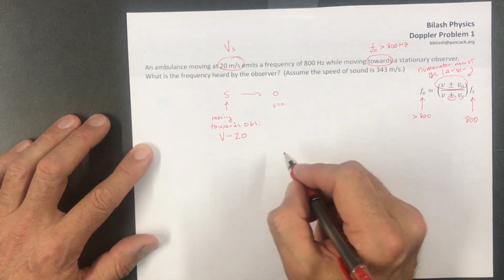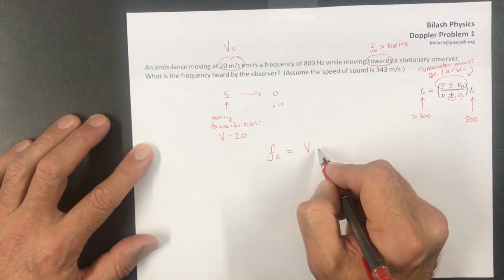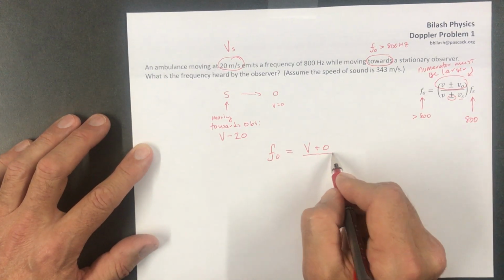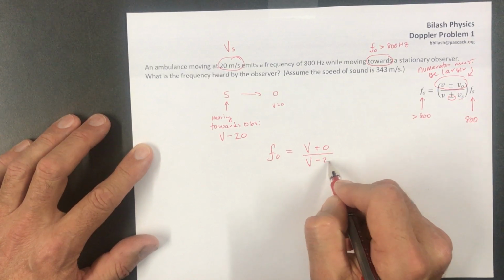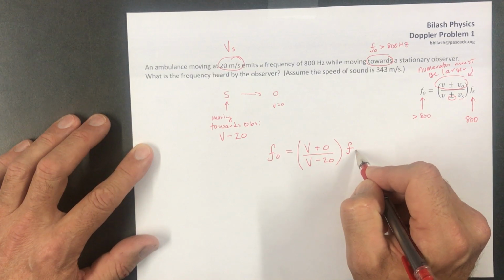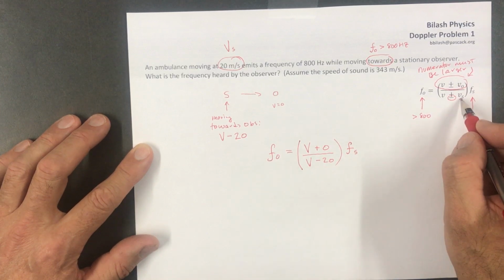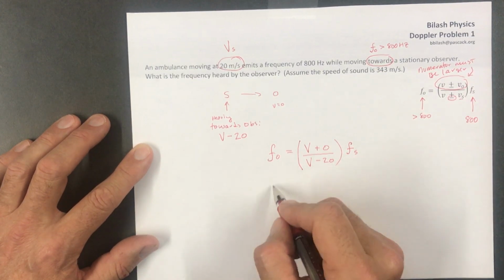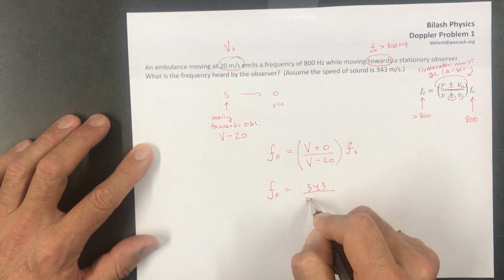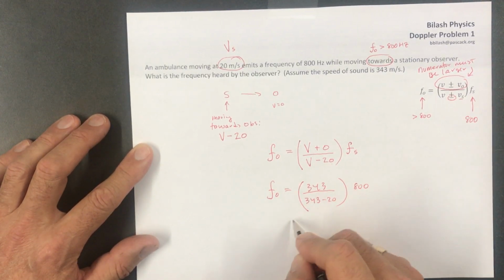So now we can rewrite the formula. Frequency of the observer is going to be equal to the speed of sound plus 0, because the observer is not moving, divided by the speed of sound minus the speed of the source, times the frequency of the source. Sorry, I misspoke. This is the velocity of the source, this 20. So that'll be 343 divided by 343 minus 20 times 800.